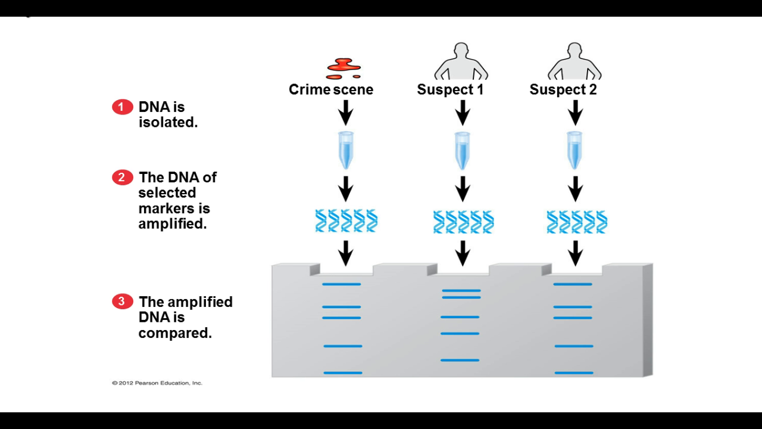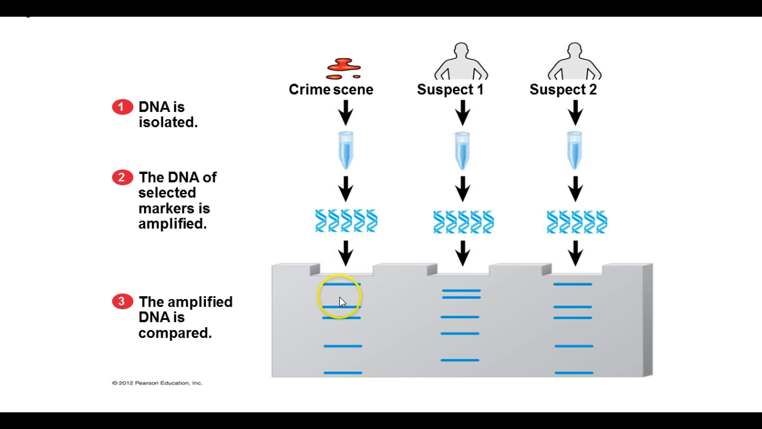So first thing we do, let's say we have some blood from a crime scene. We're going to find the markers that we're looking for. We're going to amplify those by a method called PCR, which we'll talk about in just a minute. And that will be our sample in the first section here. And then we have two suspects. We're going to do the same thing to their specimens.